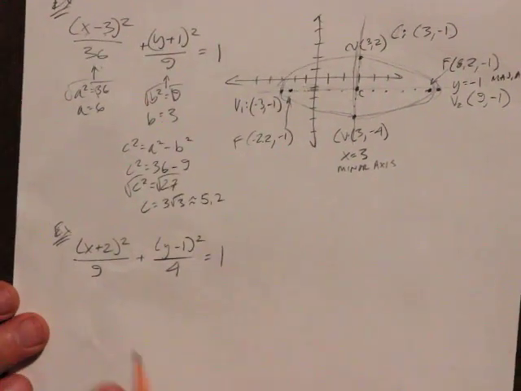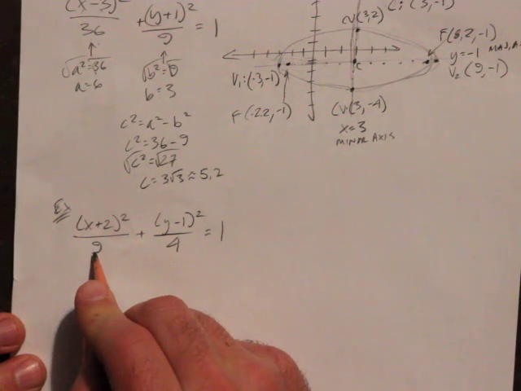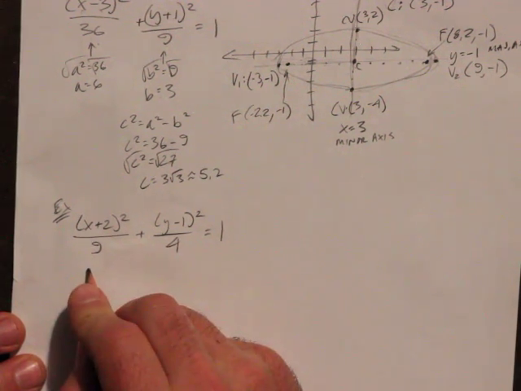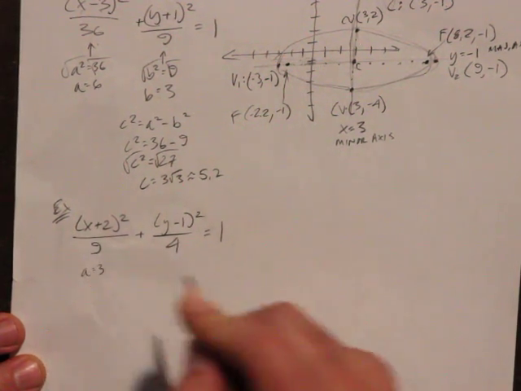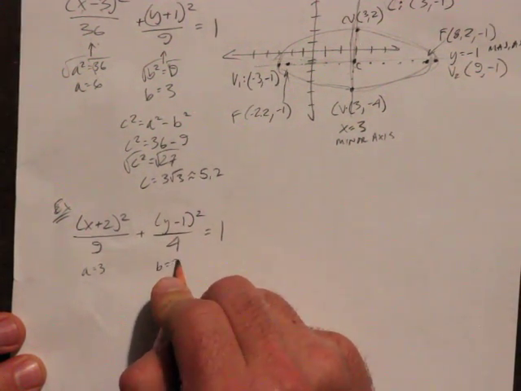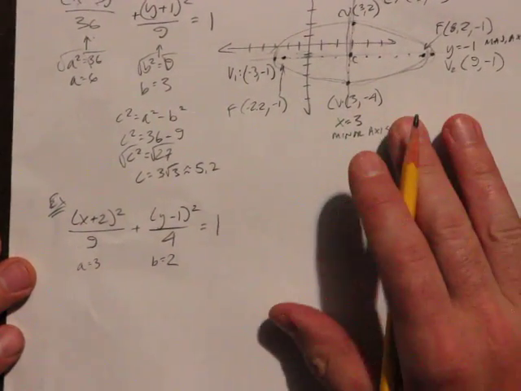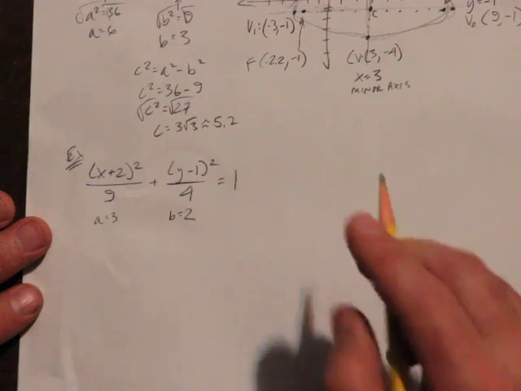All right, let's go ahead and do this one. So a squared gets me 9, so a is 3. The square root of 4 is going to give me what b is, so b is 2. All right, and so we can start graphing this thing.